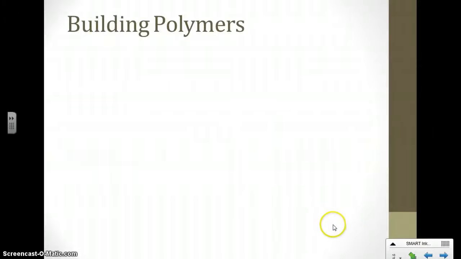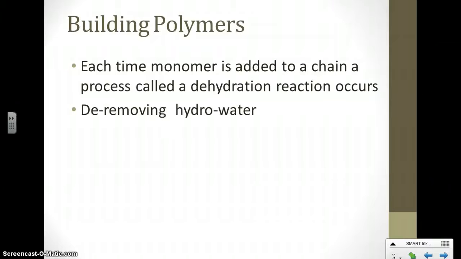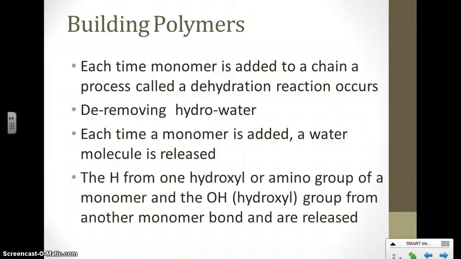In order to build those polymers, we need to go through a dehydration reaction. Let's think of what dehydration means when we're looking at the prefix-suffix combination. De means removing or taking out, and hydro means water. So anytime we want to put 2 monomers together into a chain, we are going to remove a water molecule. Each time we add a monomer onto an existing chain of polymers, or anytime we bring 2 monomers together, you will see a water molecule being released because of that dehydration reaction.